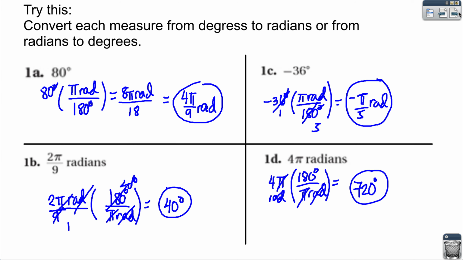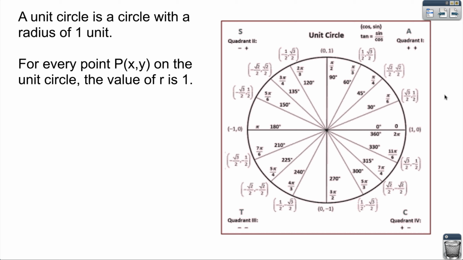Let's go forward. We've been talking about conversions and how we're working on a unit circle. Now we're actually going to discuss further the unit circle. A unit circle, just by the name itself, is called a unit circle because the radius is 1 unit. There are infinitely many radii on a circle, so saying that its measure is 1 unit, that's the length and it's consistent all throughout. So for every point on the unit circle, the value of the radius r is going to be 1.